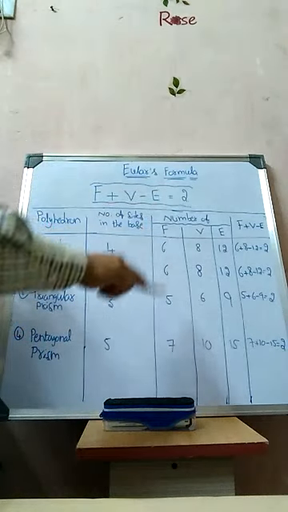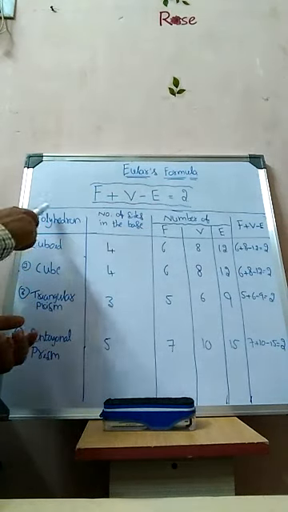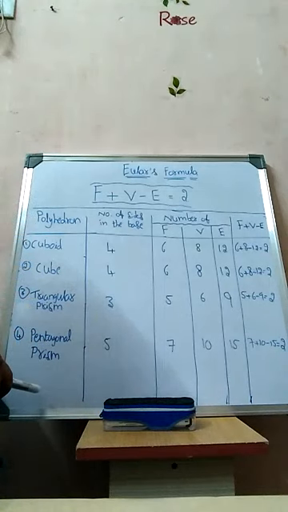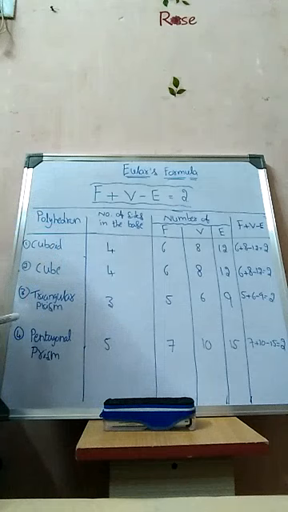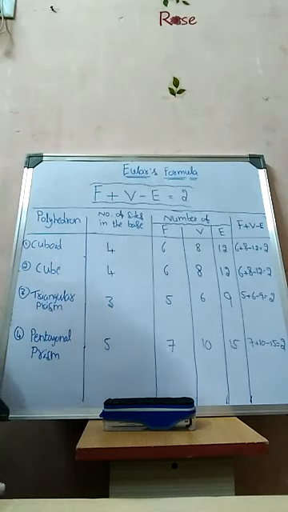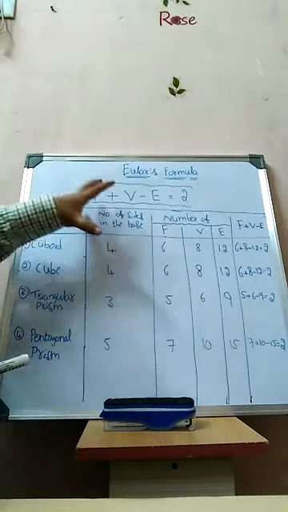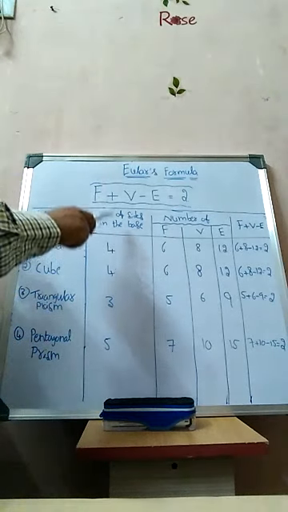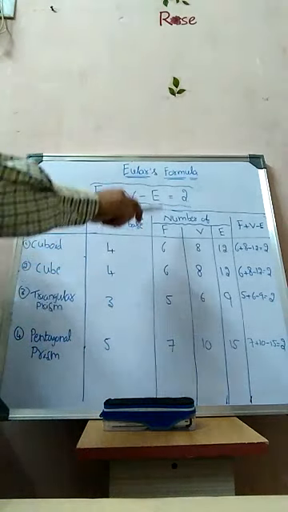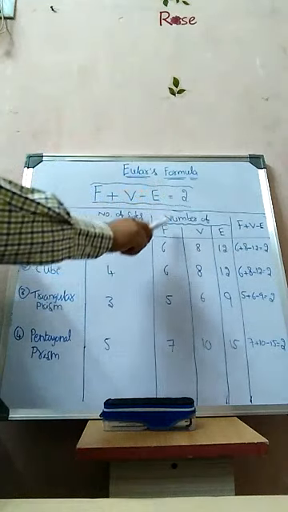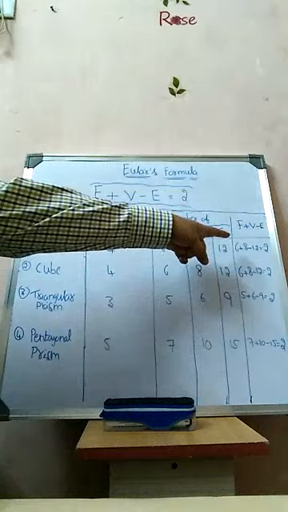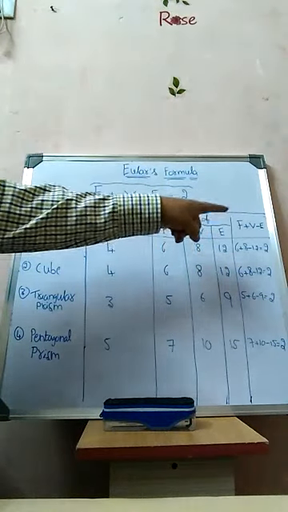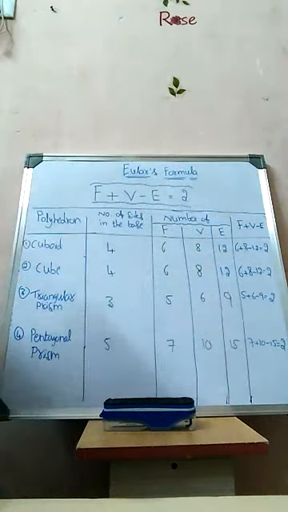See, one table I drew here. In this table some polyhedrons I took. That means cuboid, cube and triangular prism. Then after that pentagonal prism. And the next column I took as number of sides in the base. Then after that number of faces, vertices and edges. Then after that I tested faces plus vertices minus edges, how much.